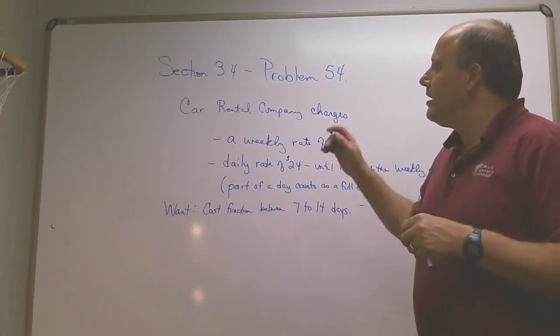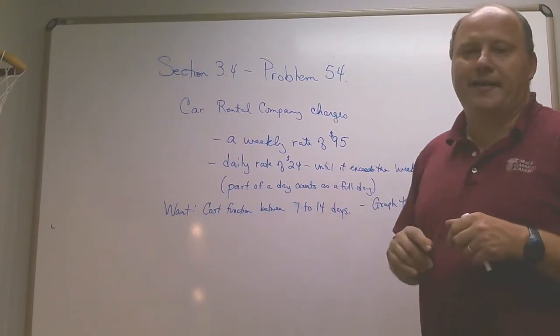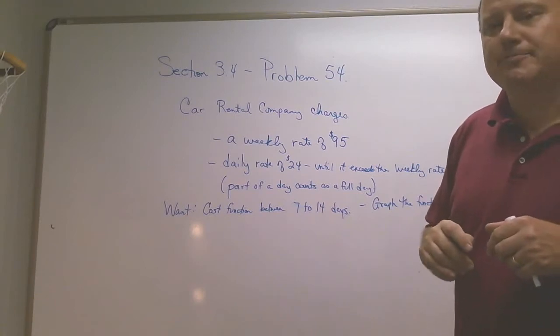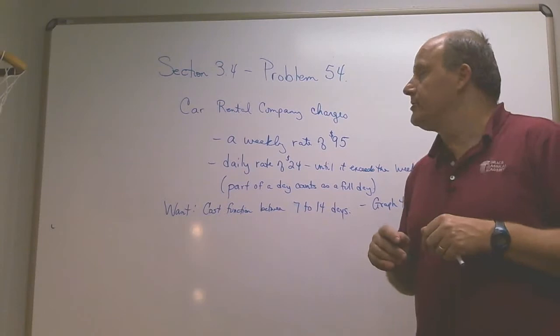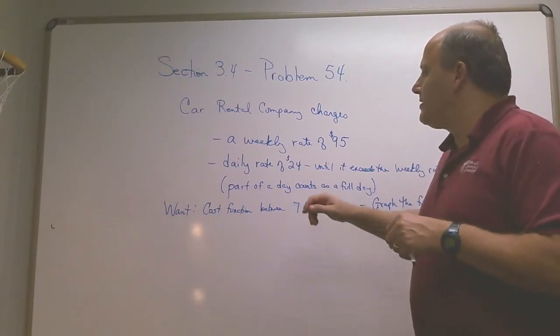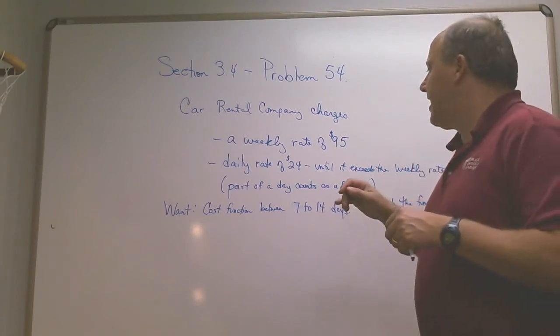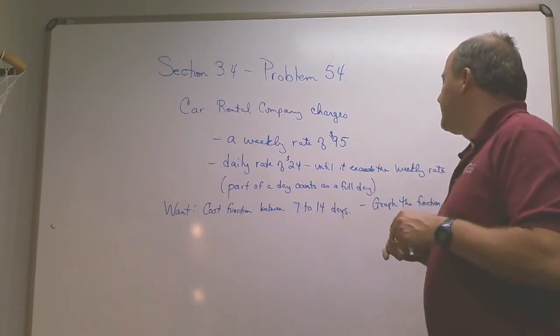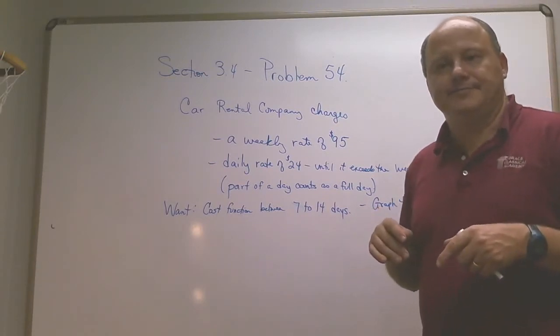But anyway, this is problem number 54, and it's about a car rental company and how they charge. And we want to write a function based on those charges. And once we get the function, we want to graph that function. What they do is they charge a weekly rate of $95. And there's a daily rate of $24 until it exceeds the weekly rate. And then at that point, the weekly rate kicks in.